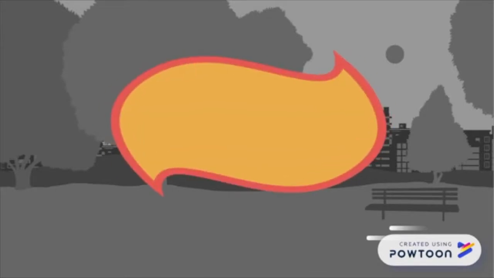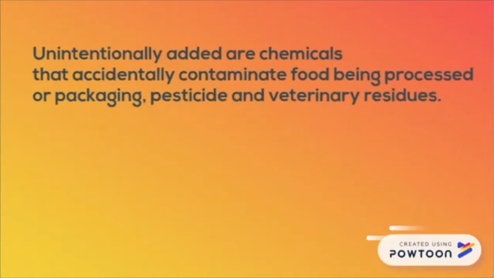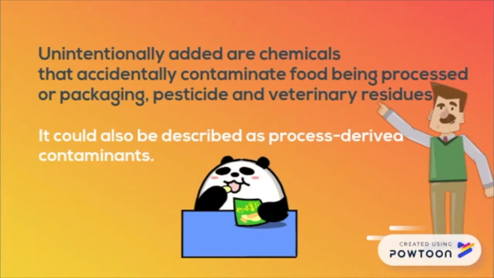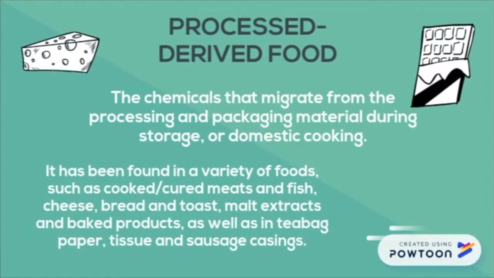Next is unintentionally added. Unintentionally added chemicals are chemicals that accidentally contaminate food, such as from processing or packaging, pesticides, and veterinary residues. It can also be described as process-derived contaminants. Process-derived contaminants are chemicals that migrate from processing and packaging material during storage or domestic use, and can be found in a variety of foods.